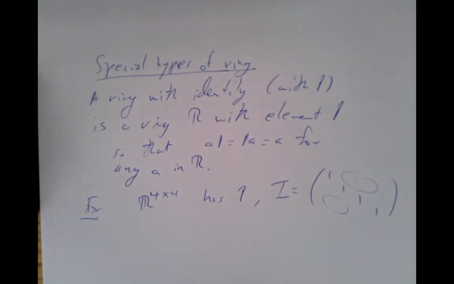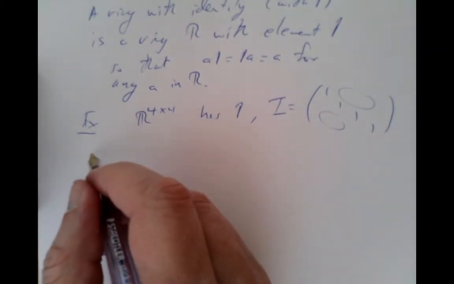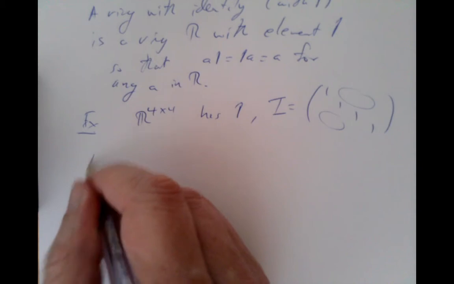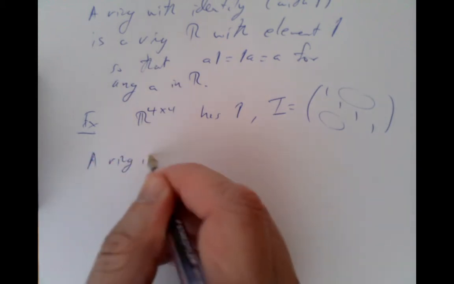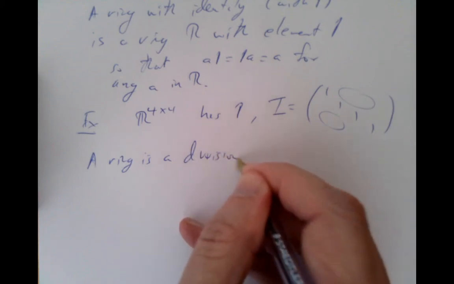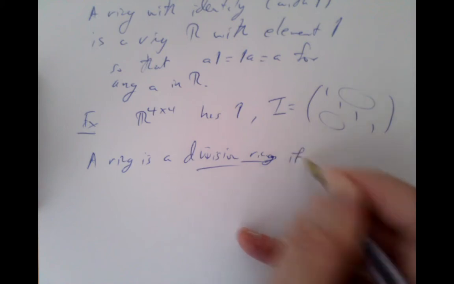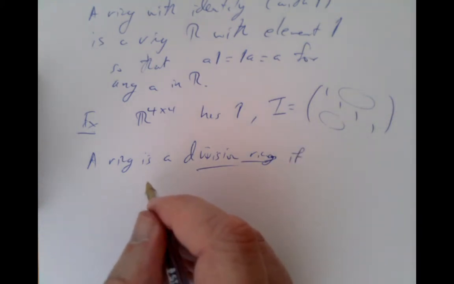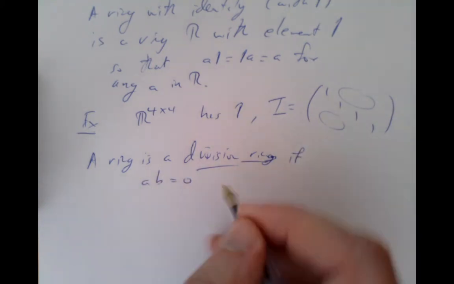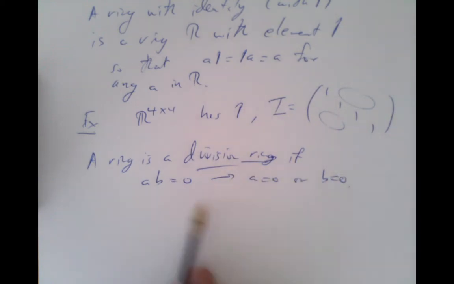Another property that's very special about certain rings, besides having an identity element, is that some rings have the nice property of being what are called division rings. This ring is a division ring whenever we have a product, A times B, that's 0, then A is 0, or B is 0. One of the factors is 0. And we've seen that over and over again happening for various rings that we've worked with.